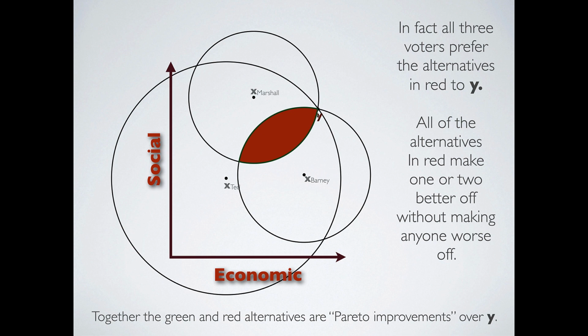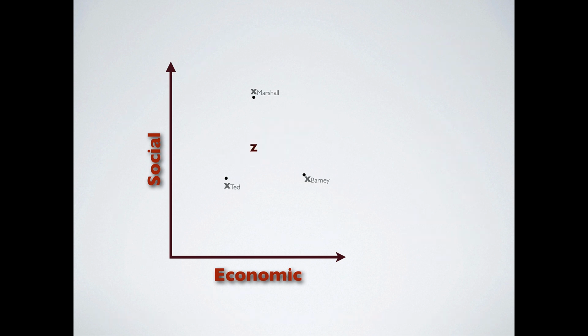If I move this direction, right, now Barney and Ted are better off. I'm going into their preferred-to sets, but I'm moving along Marshall's indifference curve, but that still is a Pareto improvement. It still means that Y is not Pareto optimal, all right? So Y is clearly not Pareto optimal.